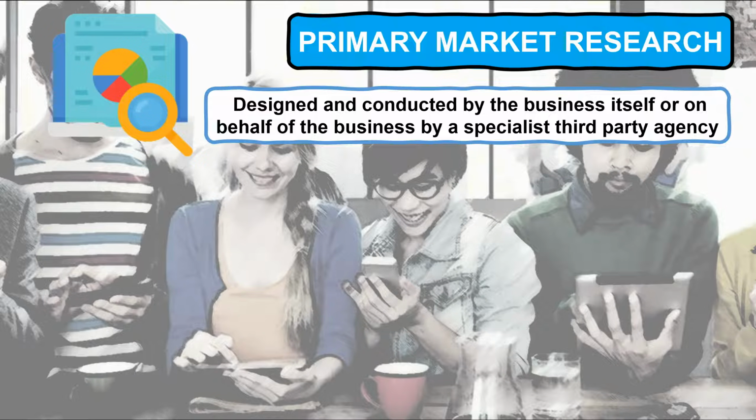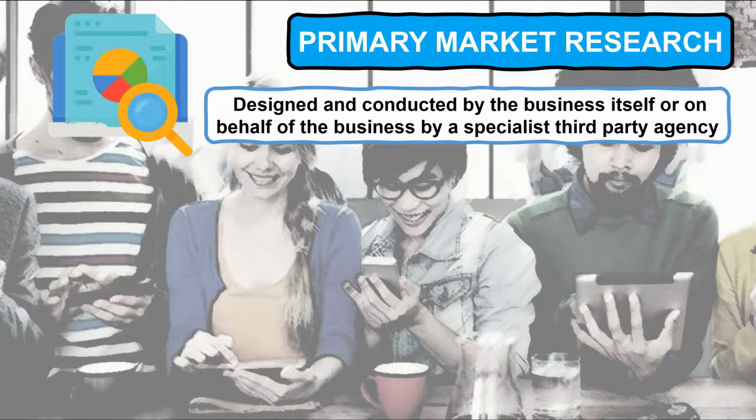Primary market research is typically designed and conducted by the business itself. However, it can also be conducted by external parties, such as a specialist market research agency on behalf of the business if they choose to. There is a variety of methods available to use when conducting primary market research to ensure that the business receives results which are specific to its own circumstances.